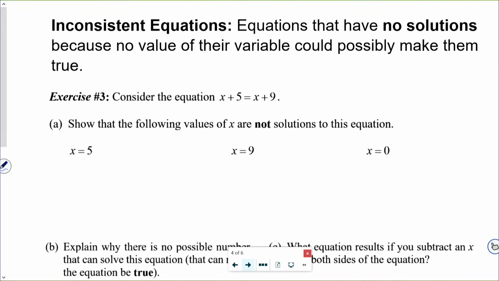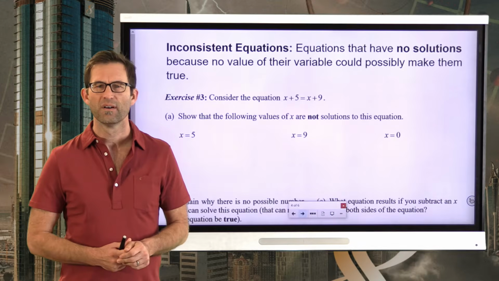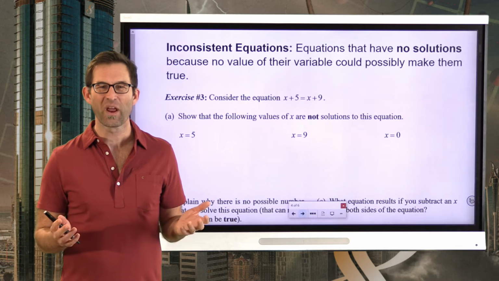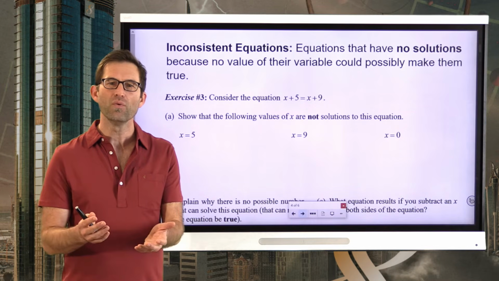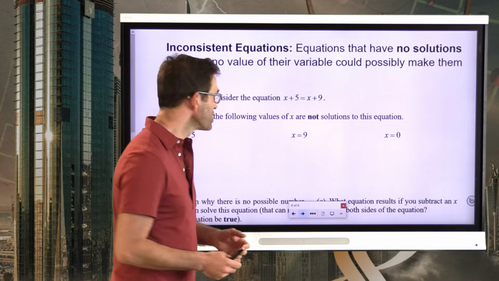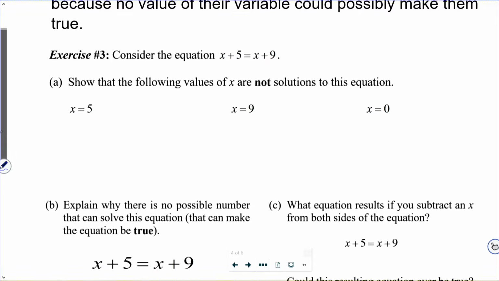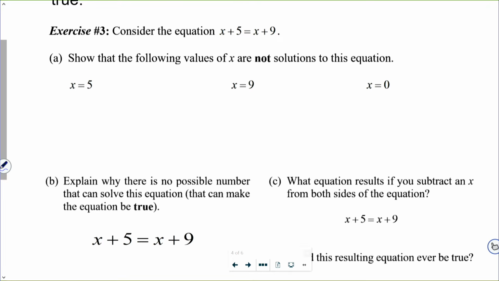Consider the equation x plus 5 equals x plus 9. Letter A, although this may seem silly, says, show that the following values of x are not solutions to this equation. All right, again, it's a little strange, but let's go through the first one together and then have you do the next two on your own. So I want to show that, hey, not any one of these three is a solution.